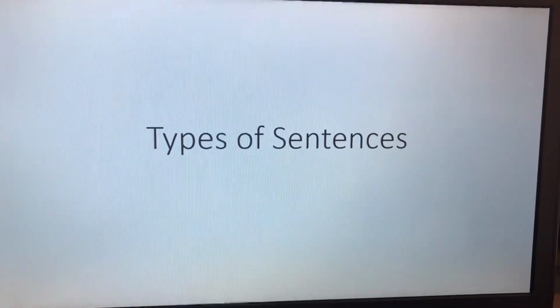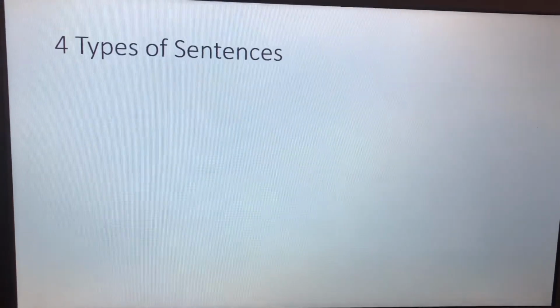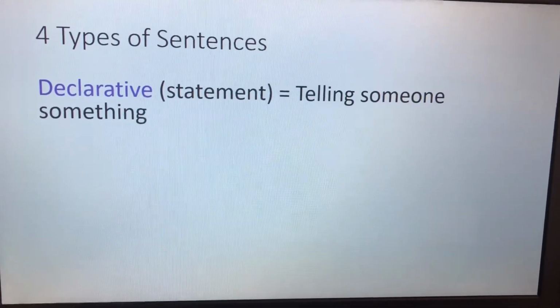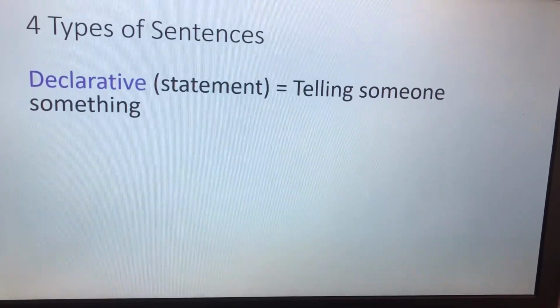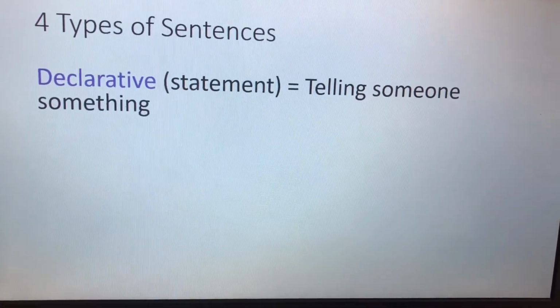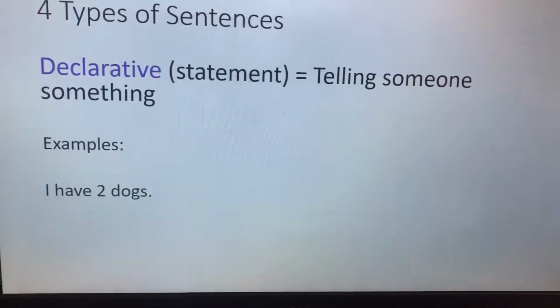Today's lesson in reading is going to be on types of sentences. There's actually 4 types of sentences we're going to talk about today. The first is a declarative or statement sentence. What that means is that you're telling someone something. Let's see a couple examples.